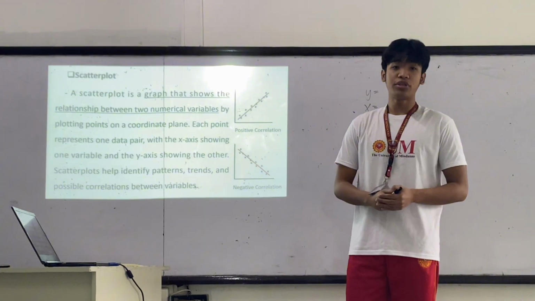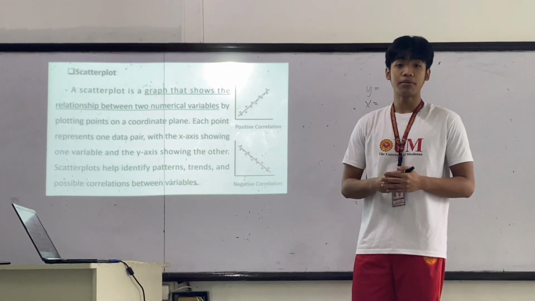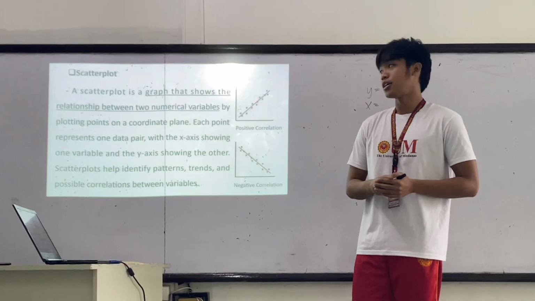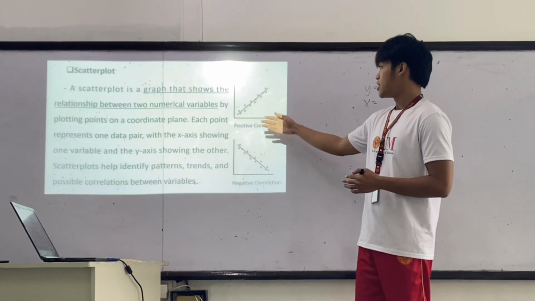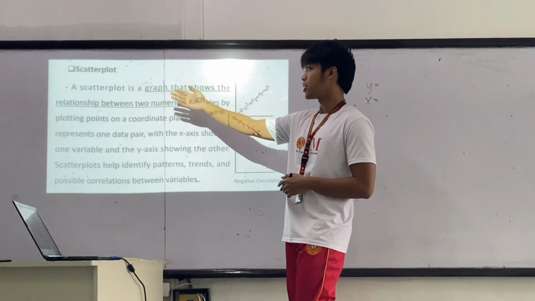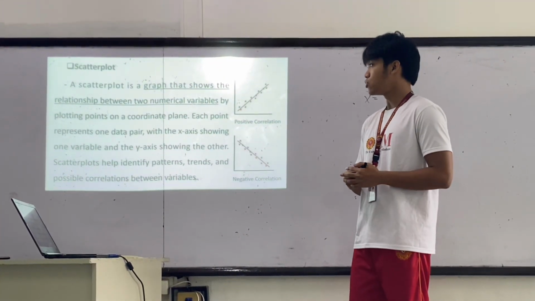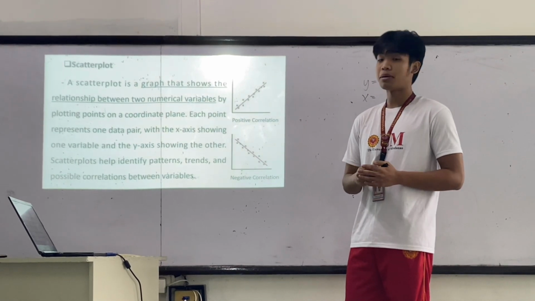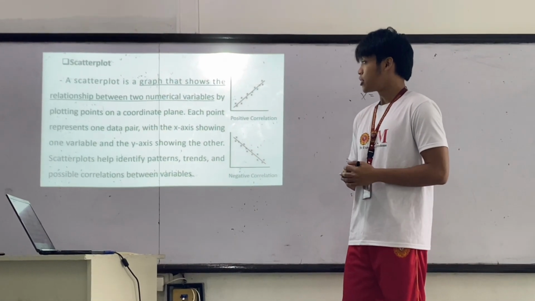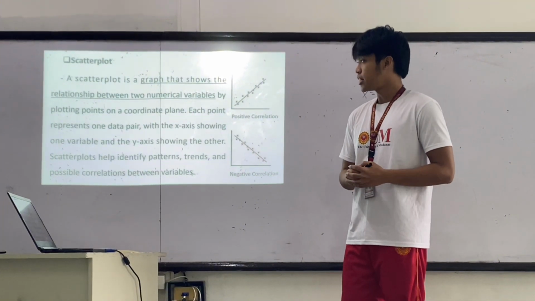So in order to show the relationship or how the independent variable affects the dependent variable, we will use a graphical illustration which is called a scatter plot. A scatter plot is a graph that shows the relationship between two numerical variables by plotting points on a coordinate plane, such as this one. Each point represents one data pair.